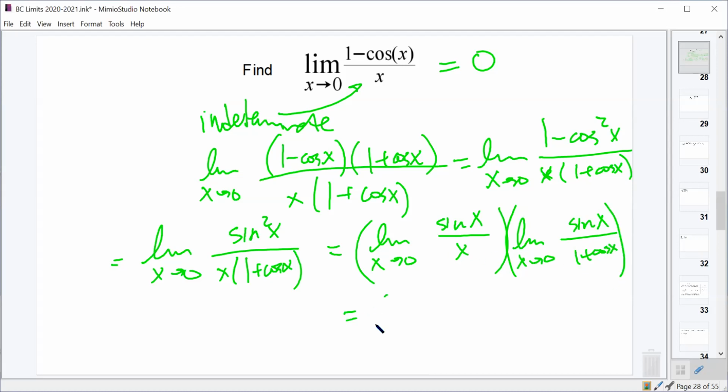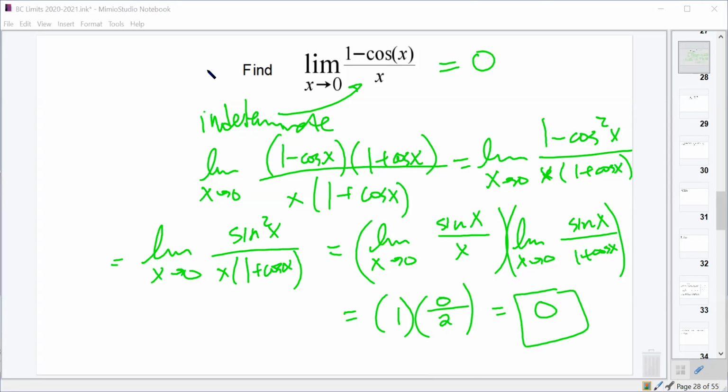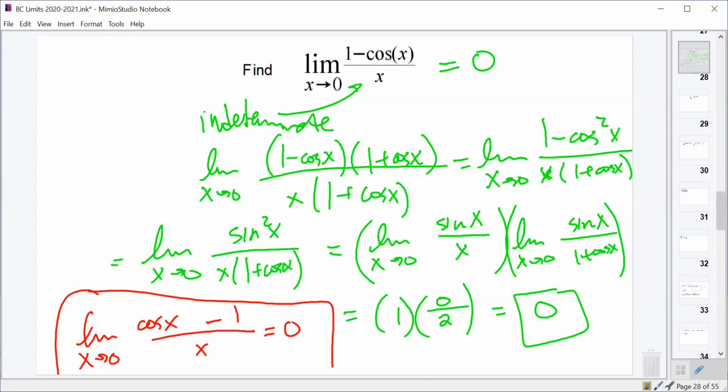And the first part of that we know has to be 1, because that's the limit rule that we already know. And the other piece of it, if we plug in 0, we get 0 over 1 plus cosine of 0, which is 0 over 2. And 1 times 0 is 0. So we want to know that one also, right? That's one we should have memorized. And we might also want to remember that the limit as x approaches 0 of cosine x minus 1 over x is also equal to 0. So make sure you know both those. So far, so good.